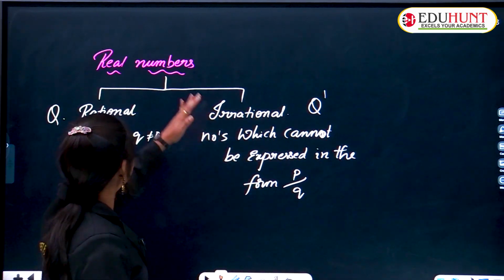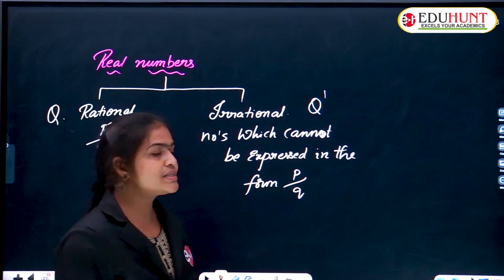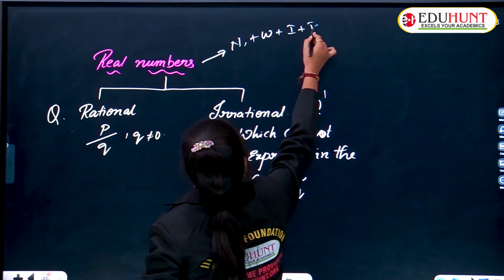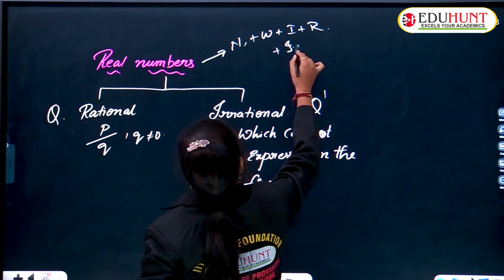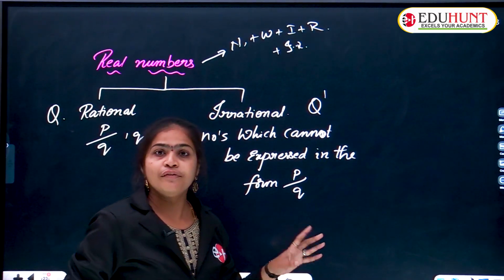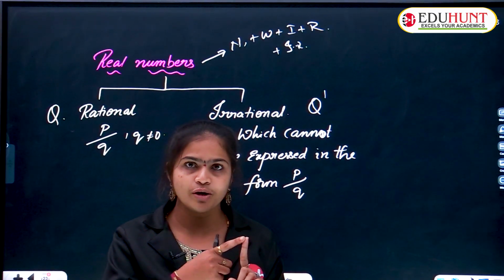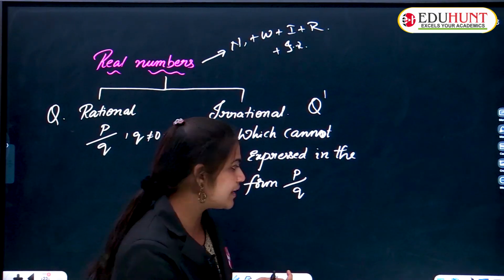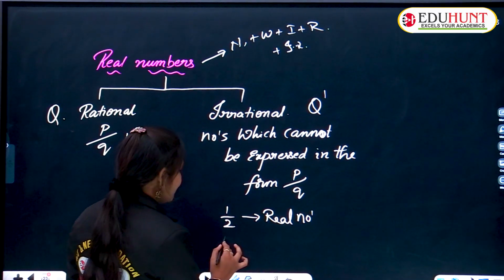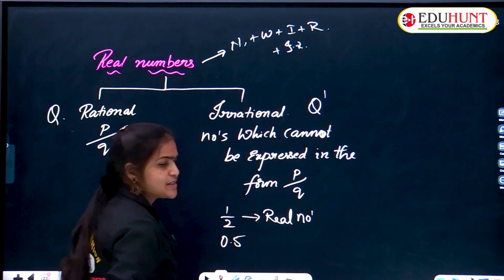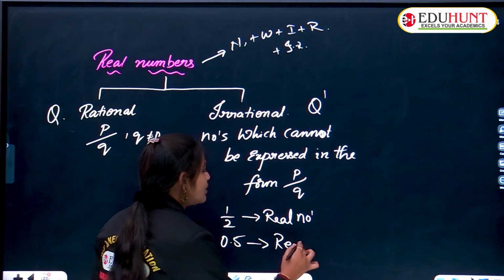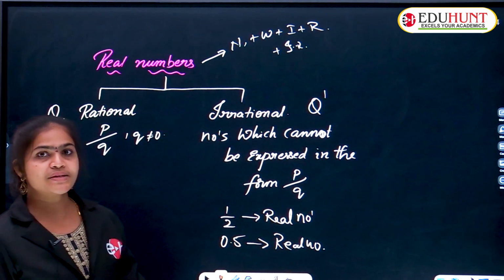Just now see that real numbers means, in real numbers we are having natural numbers, along with that whole numbers, integers, rational numbers and irrational numbers also. The combination of all these numbers are there in real numbers. Which means 1 by 2, fraction form, is a real number. And in the same way 1 by 2 we can express as 0.5. 0.5 is also a real number.